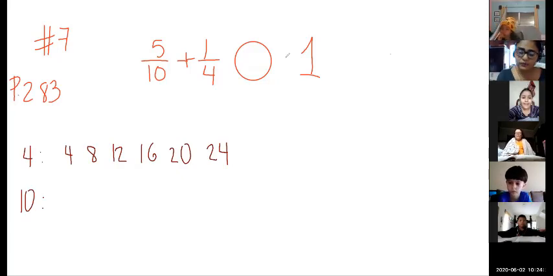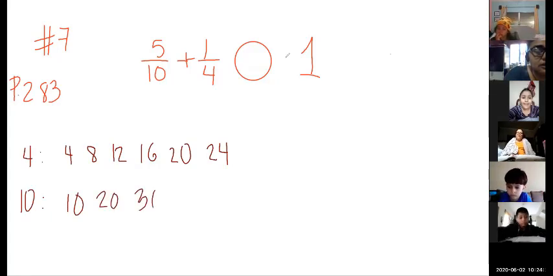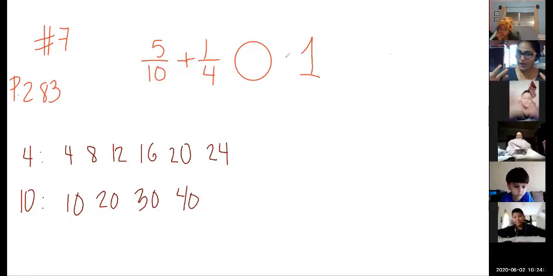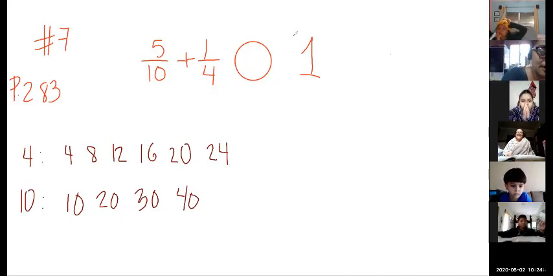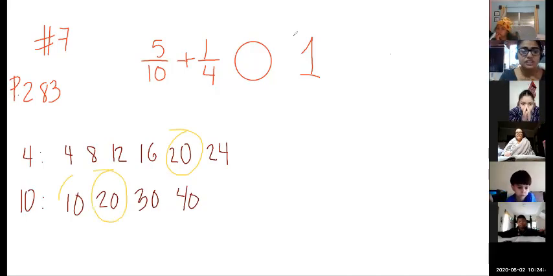Let's start with the table of 10. That's easy. 10 times 1, 10, 10 times 2, 20, 10 times 3, 30, 40. Okay, 20. Oh, wait. Yes, it is. 20 is my common number. In this case, my common number is 20. Very good. I need to change my denominator to have 20.